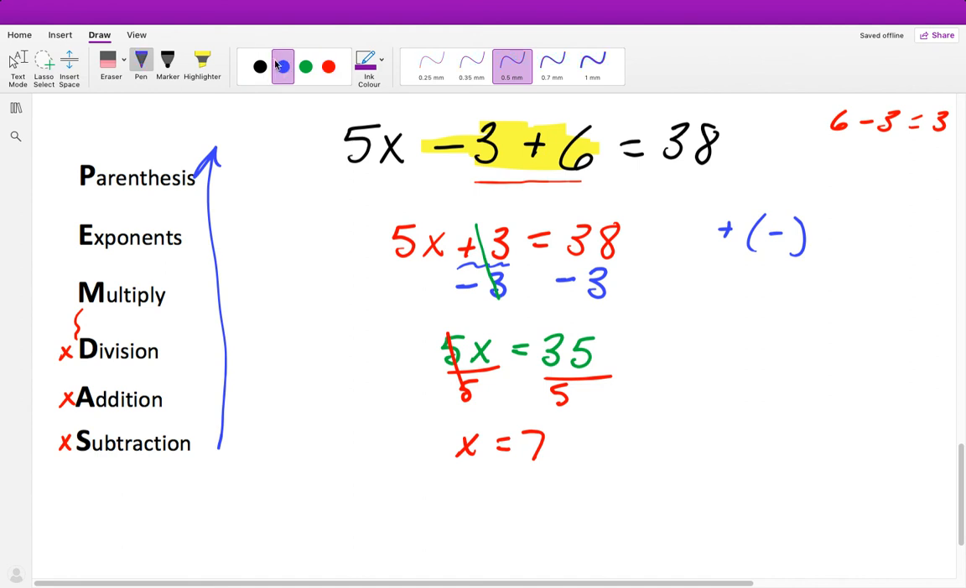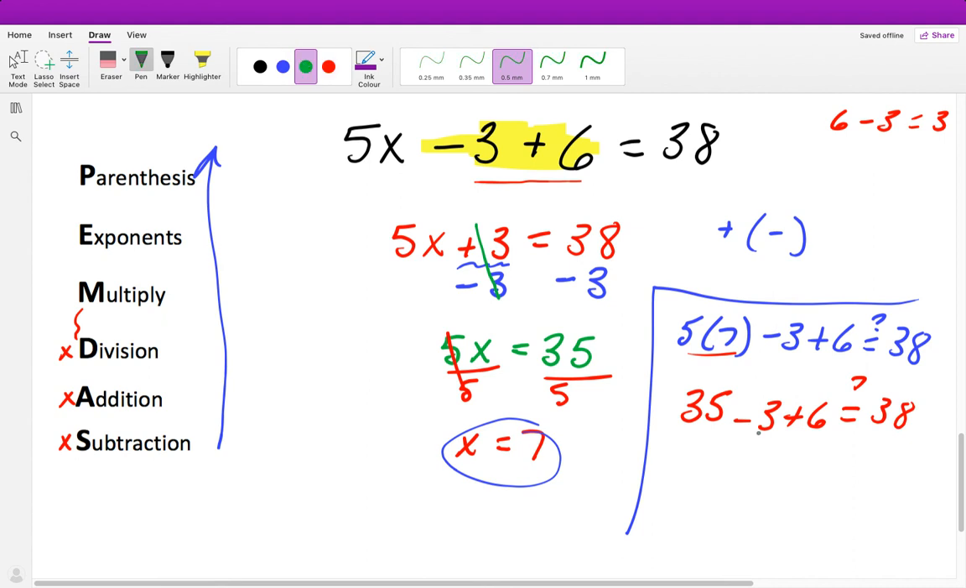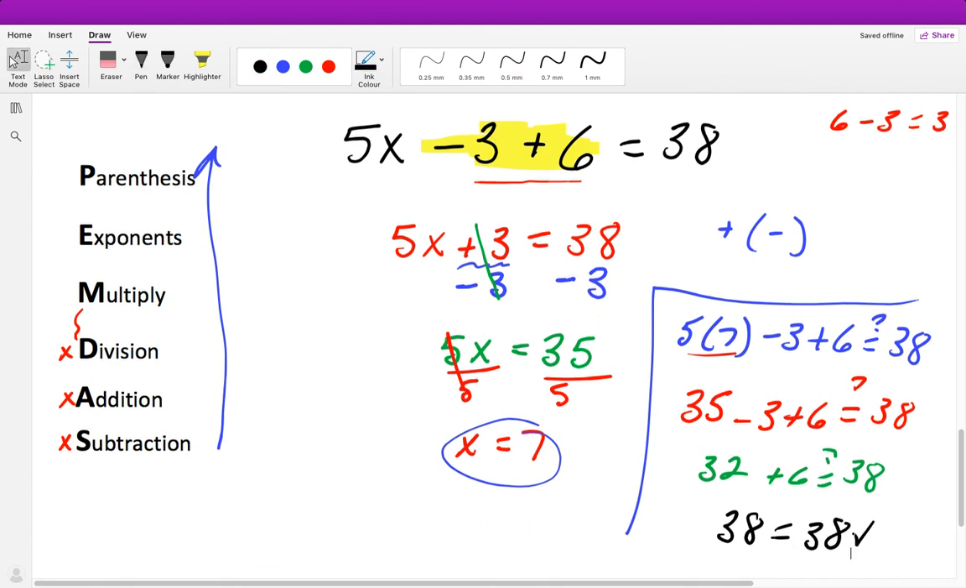All right, now I solved for what my x is equal to, and I can just plug it back in to see, does this actually work? Well, does 5 times 7 minus 3 plus 6 actually equal 38? Well, the first thing we would have to do is our multiplication. Well, 5 times 7 is 35, minus 3 plus 6, does this equal 38? Well, then the next thing we would do is 35 minus 3, which is 32, plus 6, does this equal 38? And you see 32 plus 6 is 38. So 38 does, in fact, equal 38. So we can always check our work.